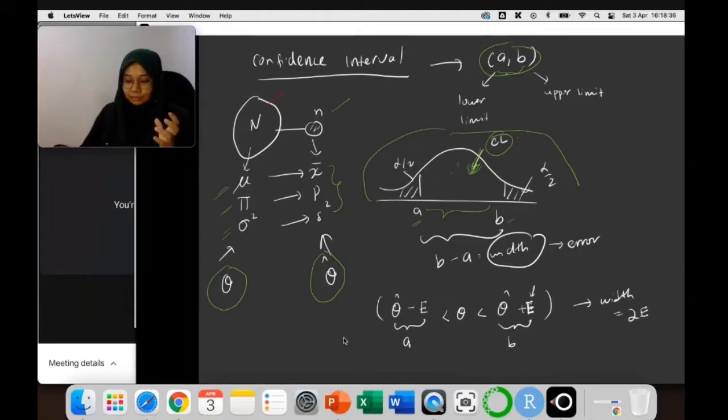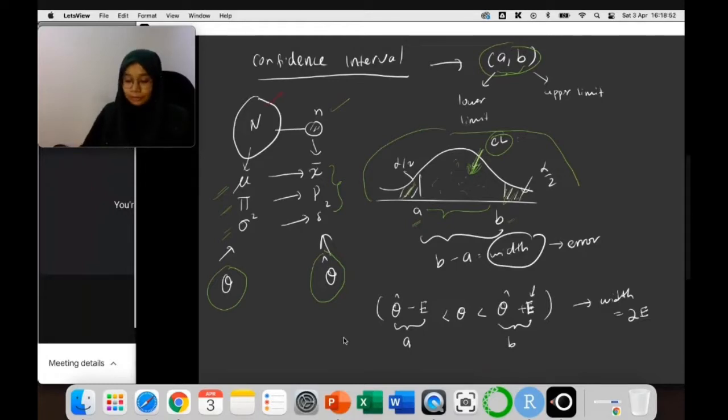So sinilah ada you punya estimation value. Okay, where the shaded region here is the error yang tak mengandungi you punya estimation value. We call it alpha. Because we have two shaded regions, two areas, we divide the alpha by 2.